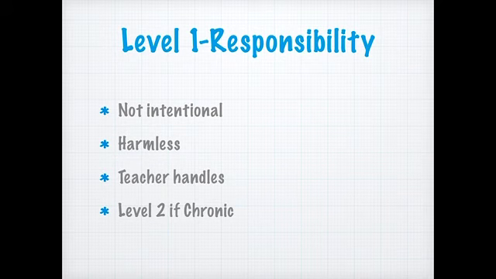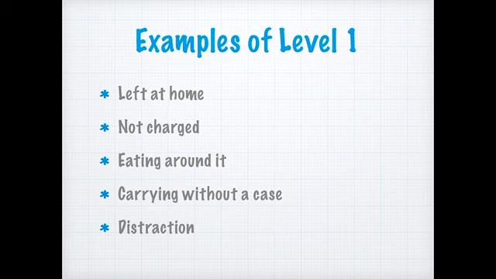But the teacher usually handles this in the classroom, and it's usually not an issue of huge significance. However, if a similar kind of behavior continues to happen and goes unchecked, then it could be a level two issue if you have a chronic level one issue. We'll talk about that a little bit later. Examples of level ones are if you leave it at home, not charged, eating around it, carrying without a case, and distraction, meaning that you can't keep your hands off your iPad or you're on the wrong spot or you're just distracted by it in some way.